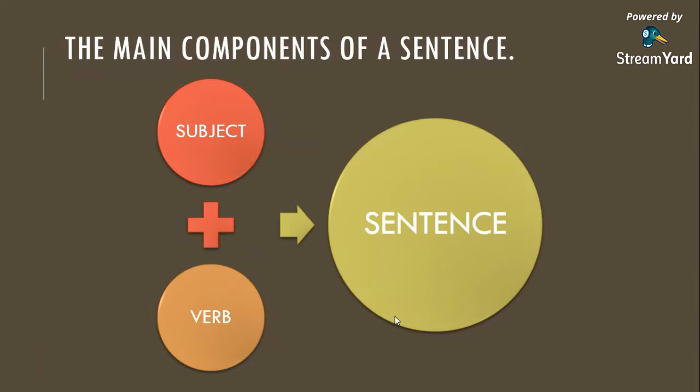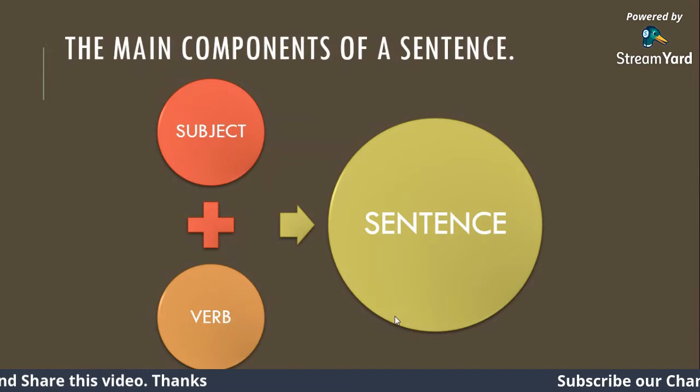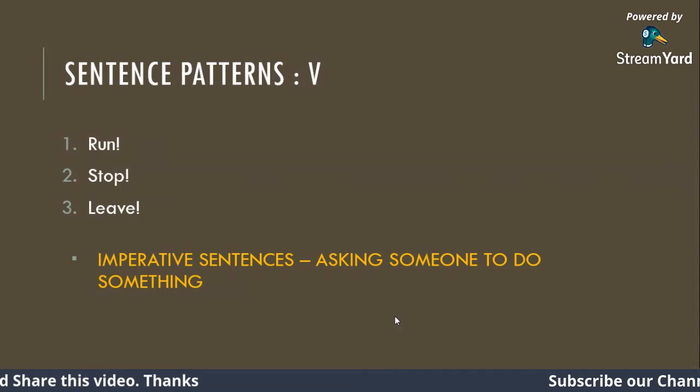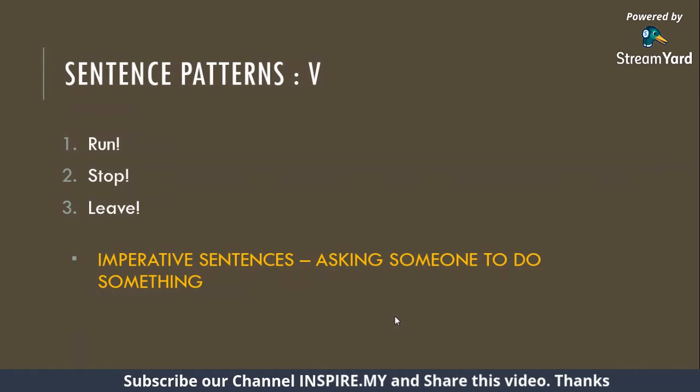So, now that we have gone through subject and verb, now you look at this diagram here. The main components of a sentence are subject and verb. Subject and verb together make a full sentence, but not always. Sometimes there are also sentences that only have a verb. For example, run, stop, leave. These are what we call imperative sentences.